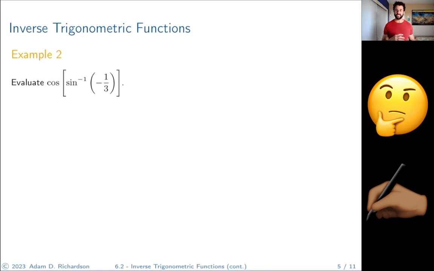Think about the example we just did and see if you can find the exact value of cosine of sine inverse of negative 1/3, and then we'll do it together.